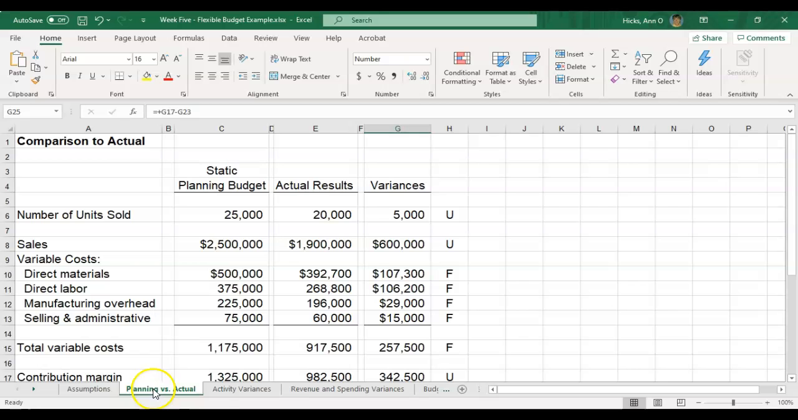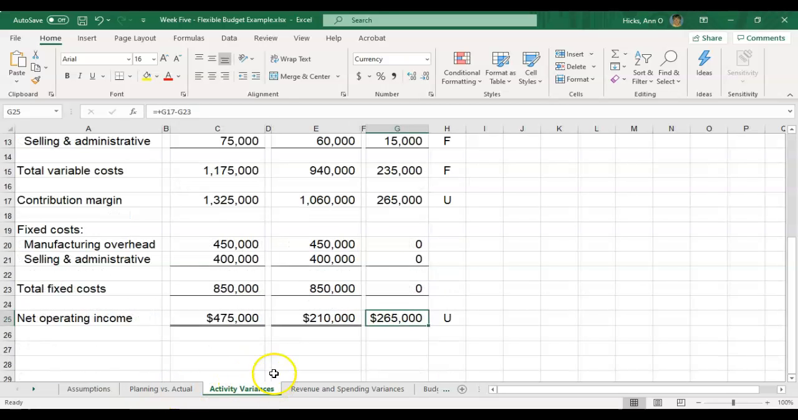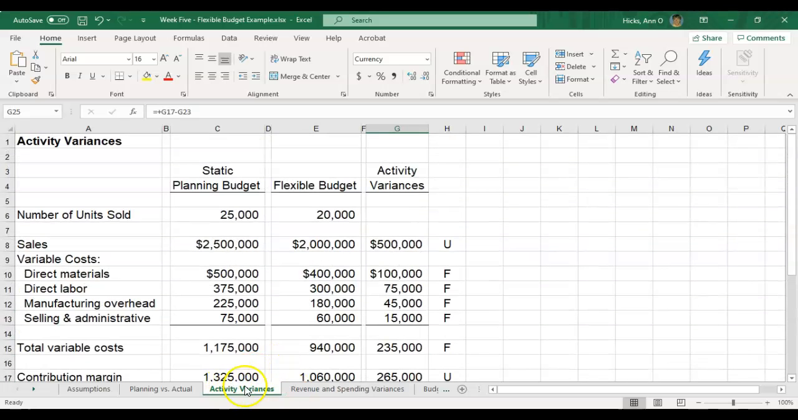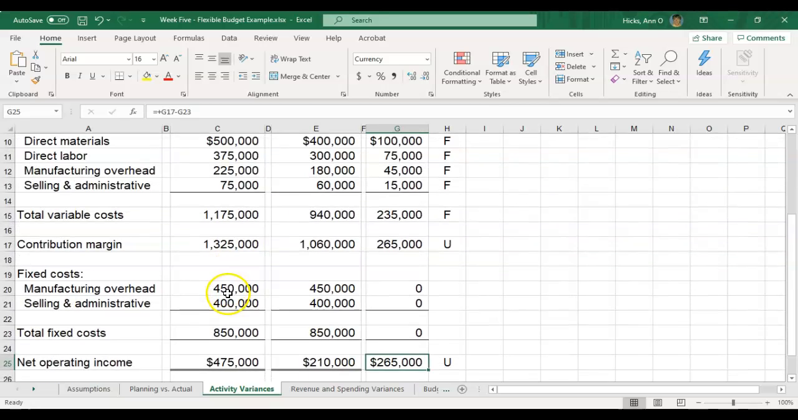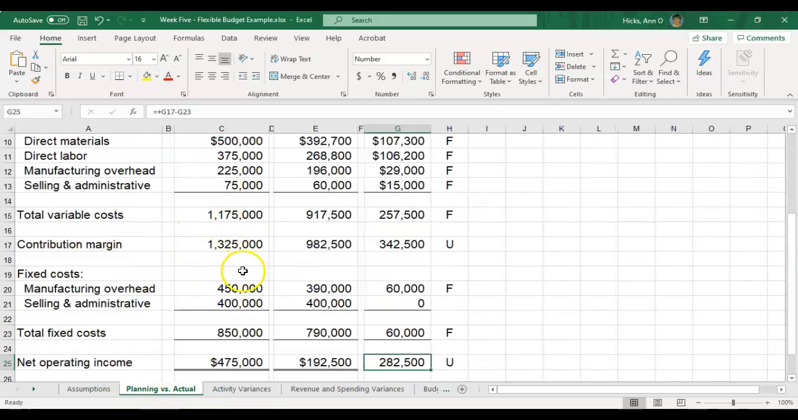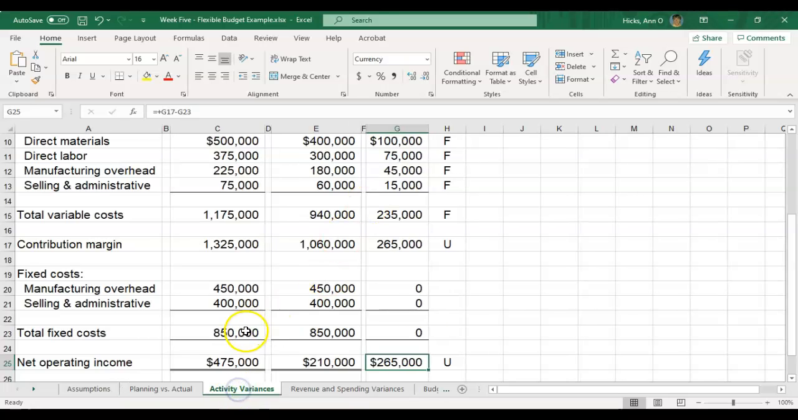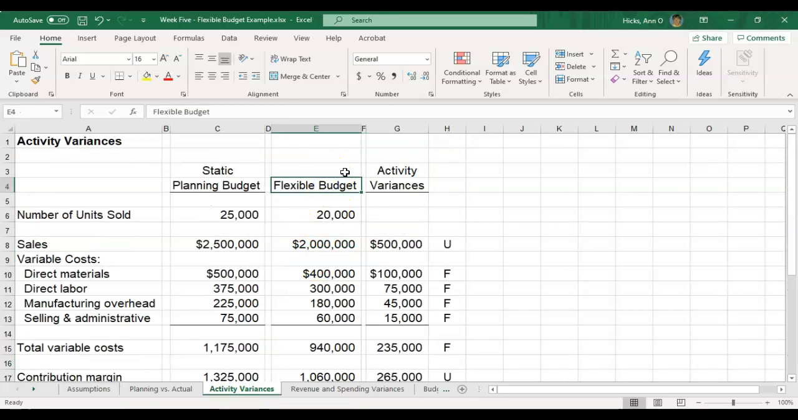So this is where the flexible budget concept comes in. I'm going to move over to this next worksheet that's entitled Activity Variance. And you'll see in column C, the static planning budget. These are exactly the same numbers from this worksheet. But what you see next to it is a column called Flexible Budget. And you'll notice in the flexible budget, there are only 20,000 units sold.